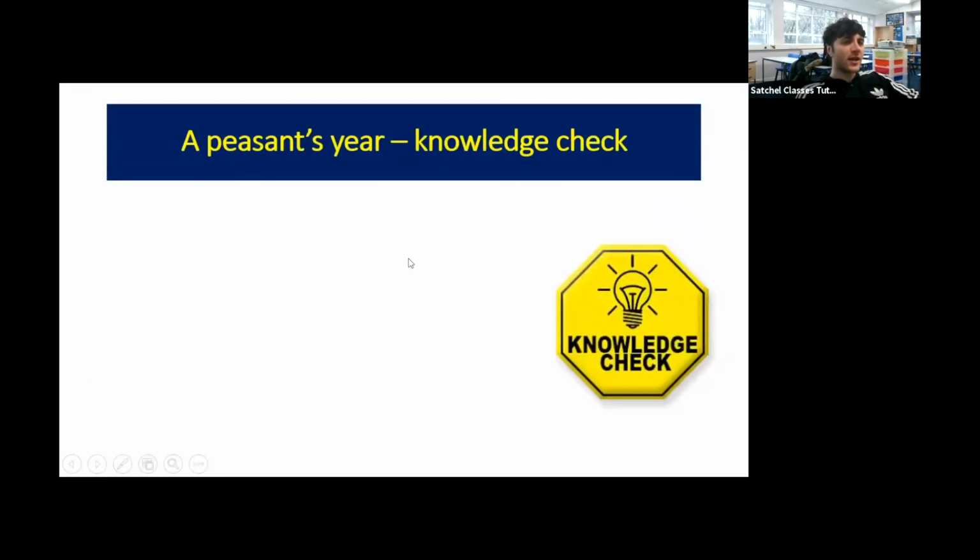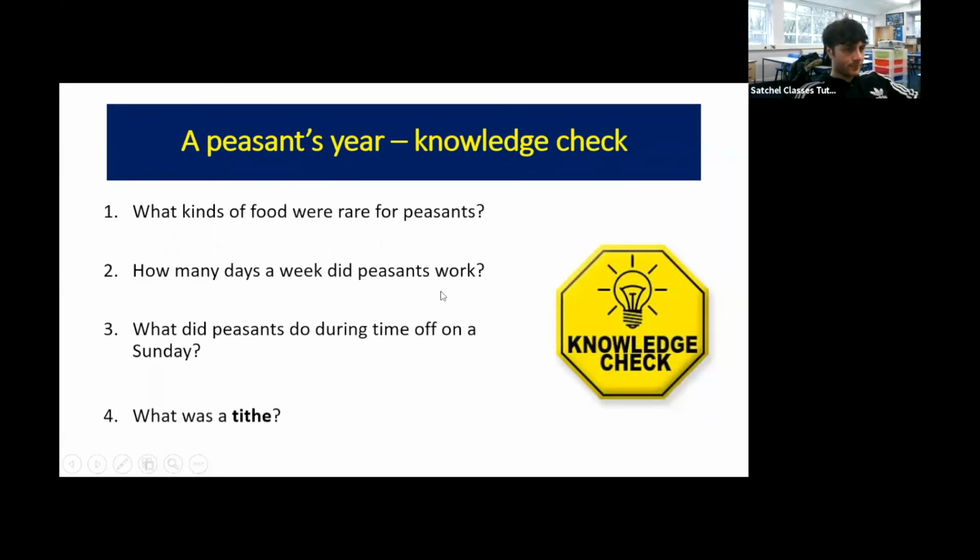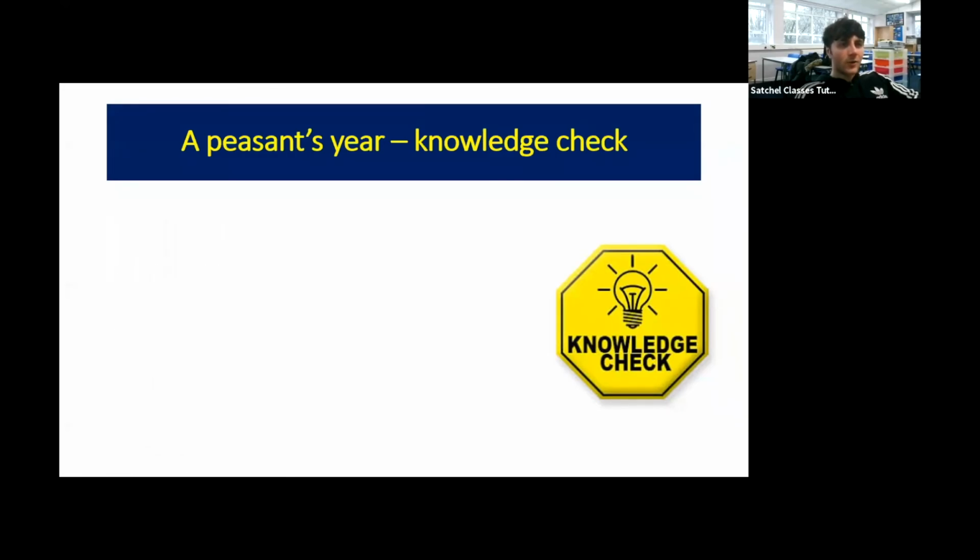So, final knowledge check. Question 1, what kind of food was rare for peasants? Question 2, how many days per week did the peasants work? Question 3, what did peasants do during time off on a Sunday? And question 4, what was a tithe? Okay, here come the answers.